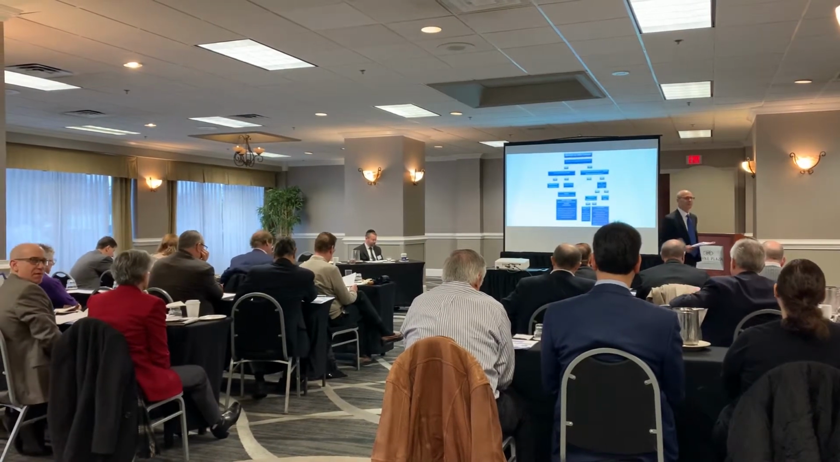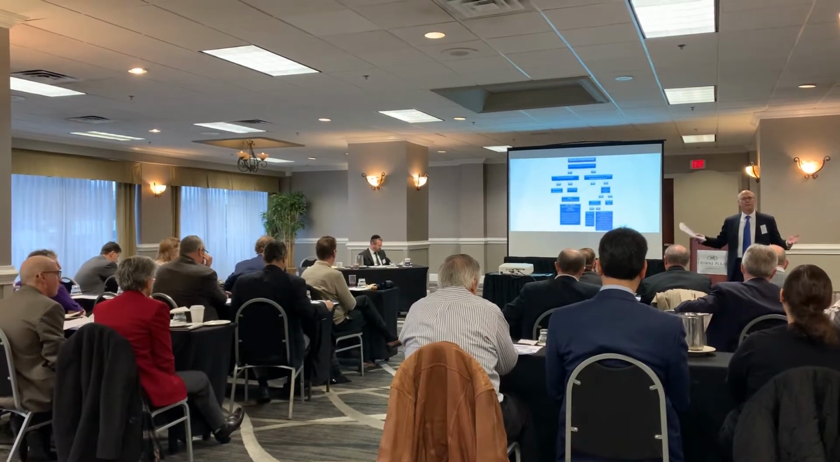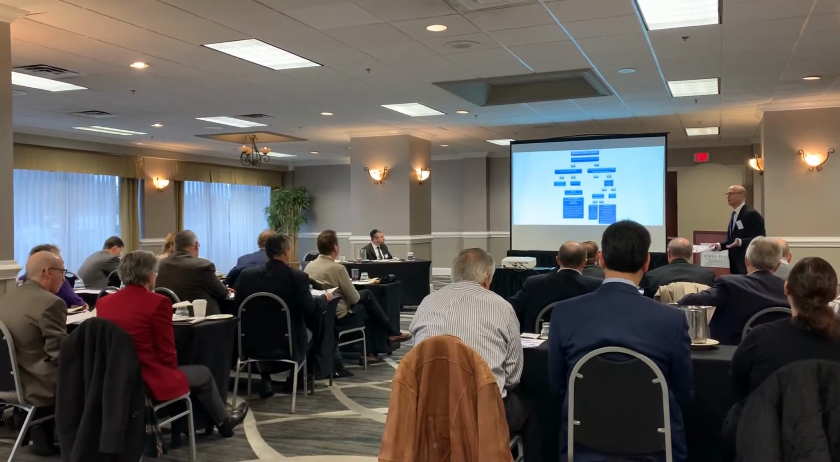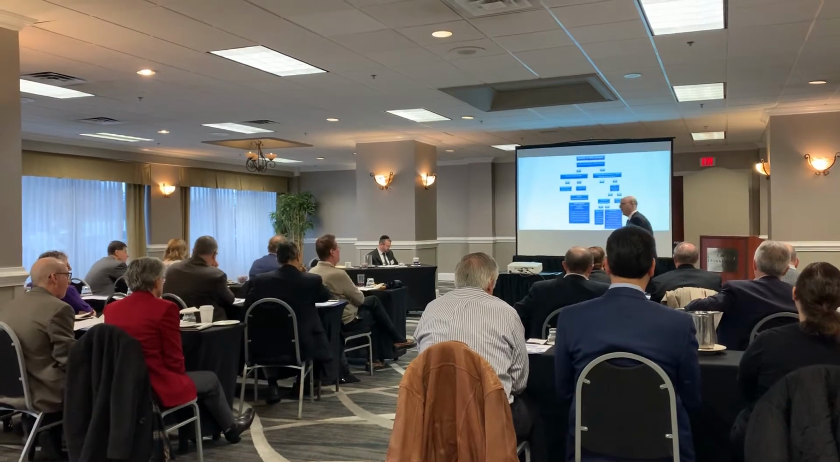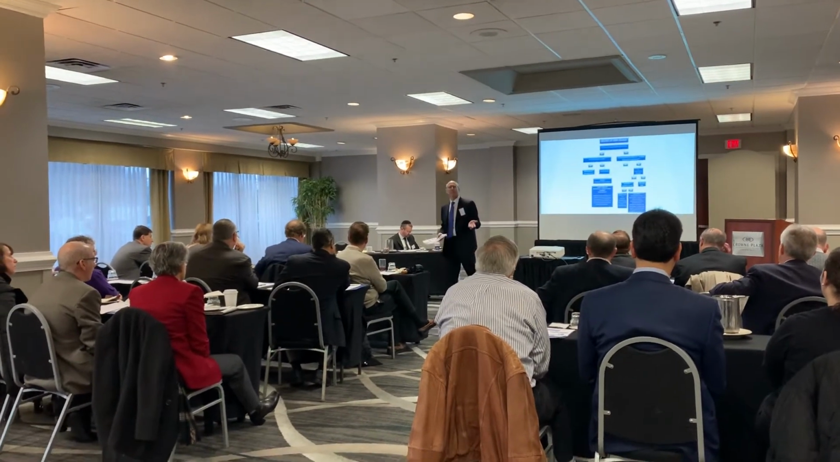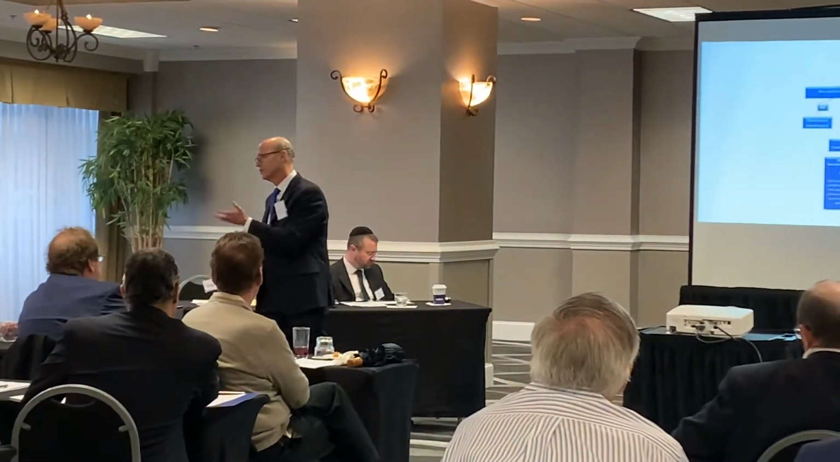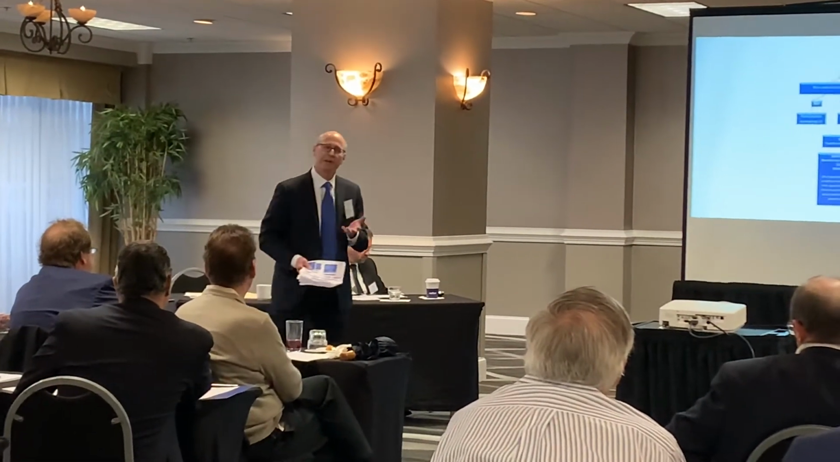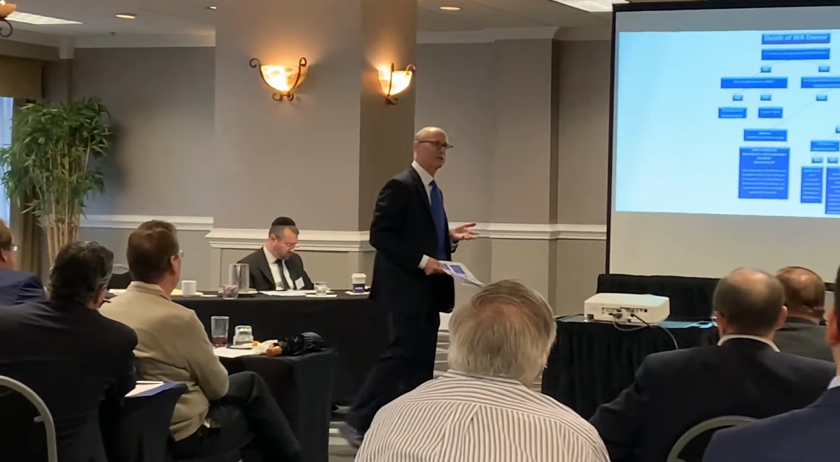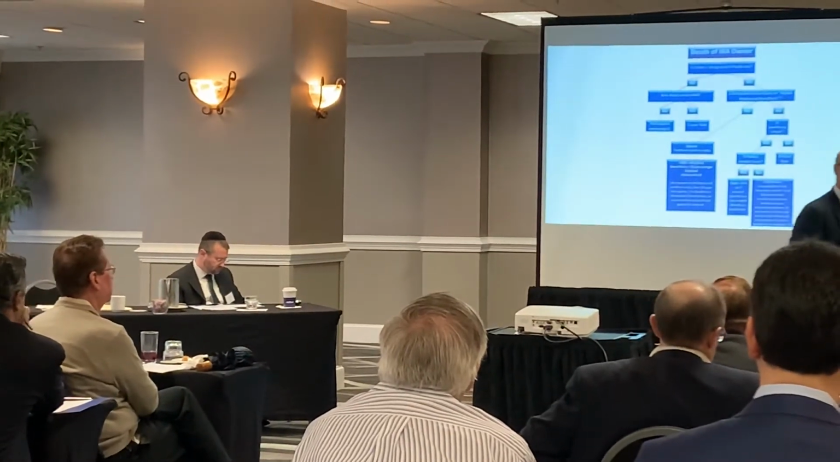The very top in the middle is death of an IRA owner. What is the first question you ask yourself when a client dies and you're dealing with the retirement distributions? Is there a beneficiary? Or more specifically, is there a designated beneficiary? Designated beneficiary is a defined term in the Internal Revenue Code. A designated beneficiary has to be an individual. You can be a beneficiary and not necessarily a designated beneficiary.